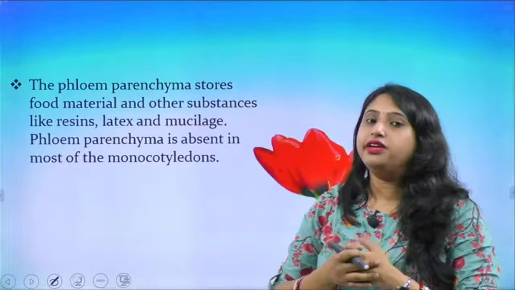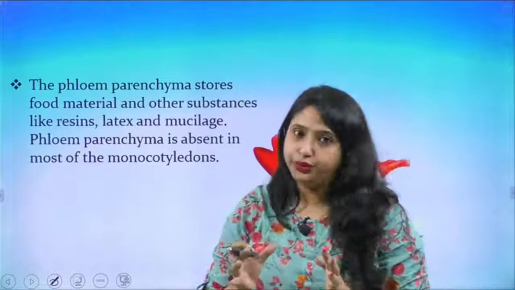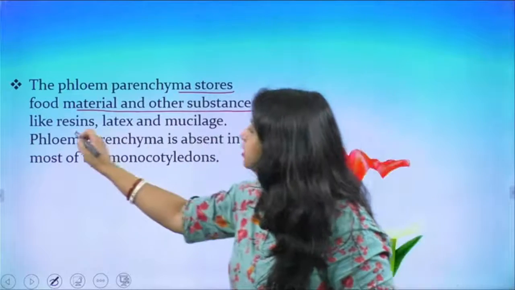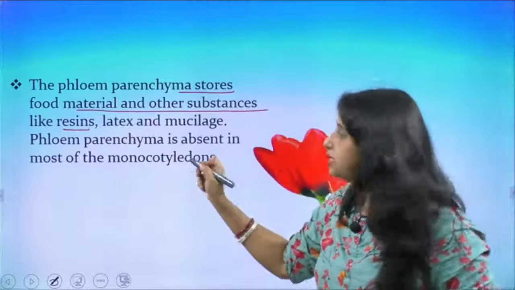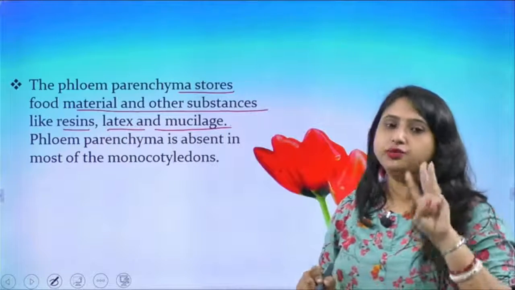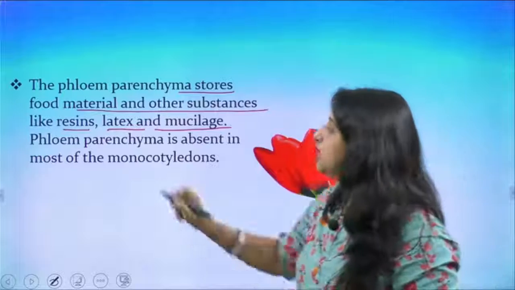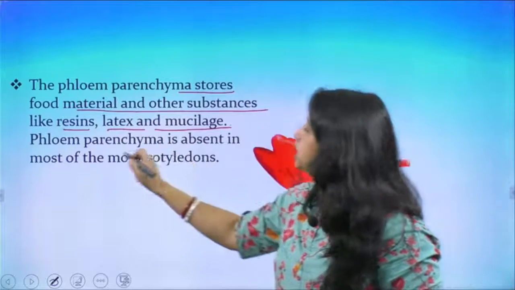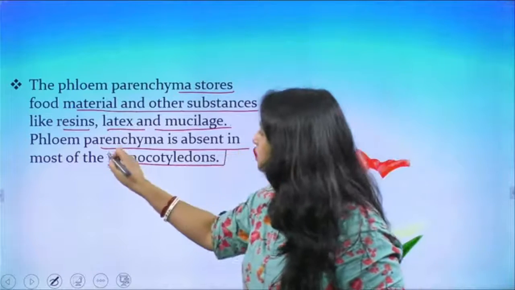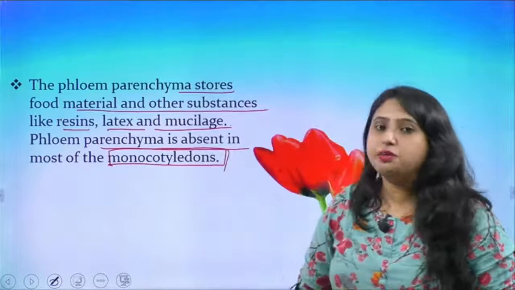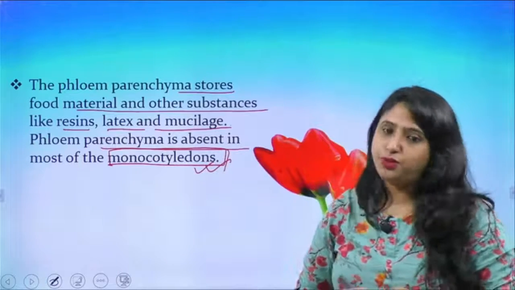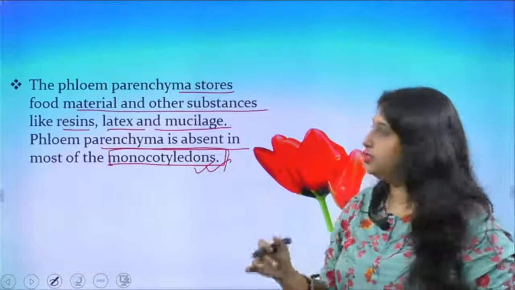As you know, parenchyma will always store the food, okay? So they are storing the food materials and other substances like resins, latex and mucilage. These are the three items which are being stored. What are the three items? Resins, latex and mucilage. So phloem parenchyma is absent in most of the monocotyledonous plants. So where is it absent? It is absent in most of the monocotyledonous plants. It is present in dicotyledonous plants.